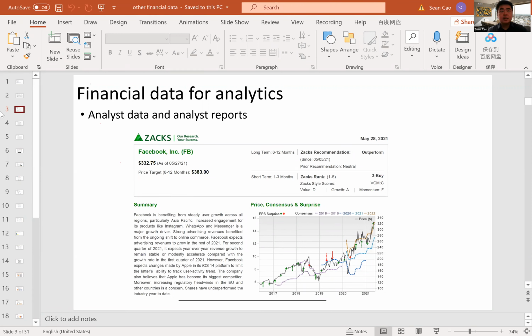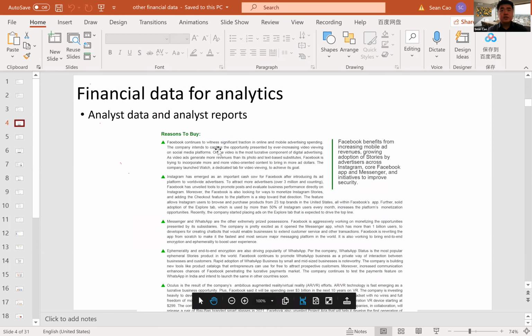So let's look at what they say. Okay, so they give the reasons to buy. They talk about Instagram, they talk about Facebook, they talk about Messenger, WhatsApp. Do you guys use WhatsApp? WhatsApp is like WeChat in the United States, but WeChat I think is better. Yeah, it has some more functionality. So they give you the reasons to justify the buy decision.